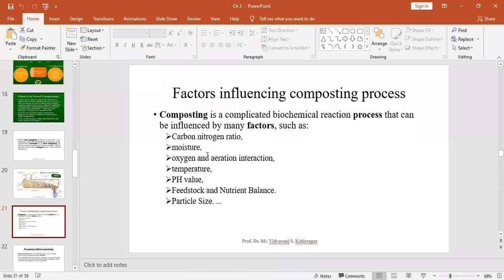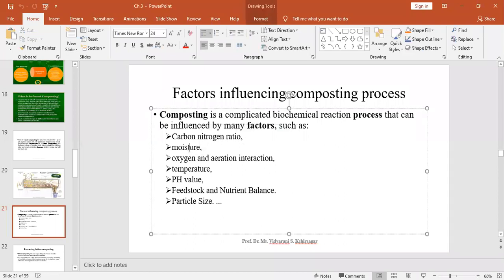Okay, I will tell you. If the moisture content is good, that is, sufficient moisture is present, then the rate of degradation will be more. If it is dry, in that case the rate of decomposition will be less. Oxygen and aeration interaction: if it is an aerobic process, there is a requirement of sufficient oxygen, and if sufficient oxygen is available, then the rate of decomposition will be more.